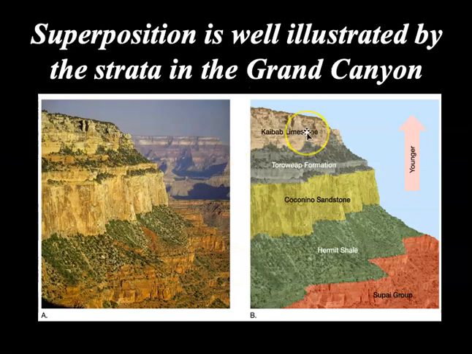Now, I mentioned the Grand Canyon. According to this diagram and according to the law of superposition, the Supai group is older than the Hermit Shale.